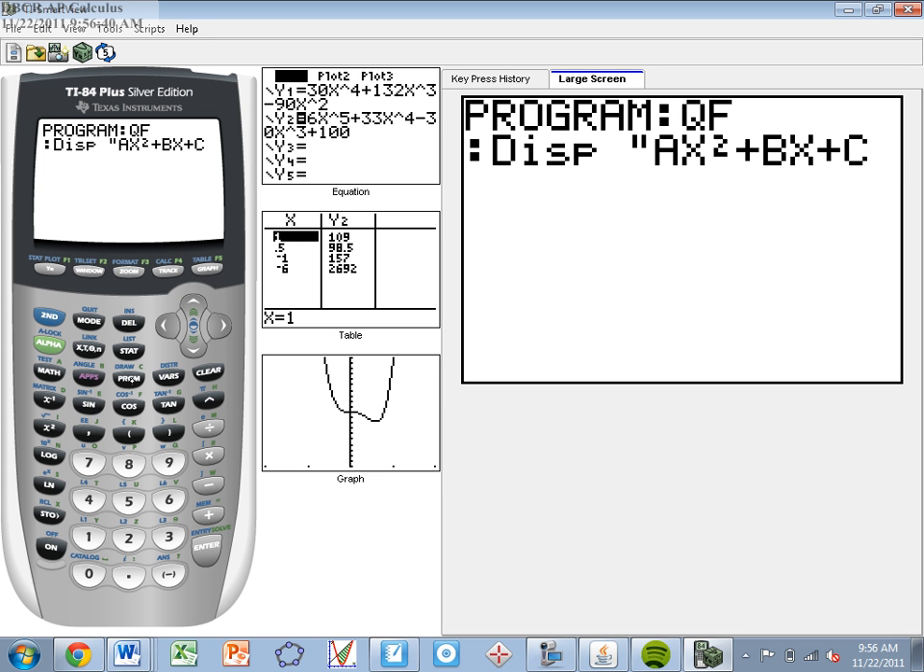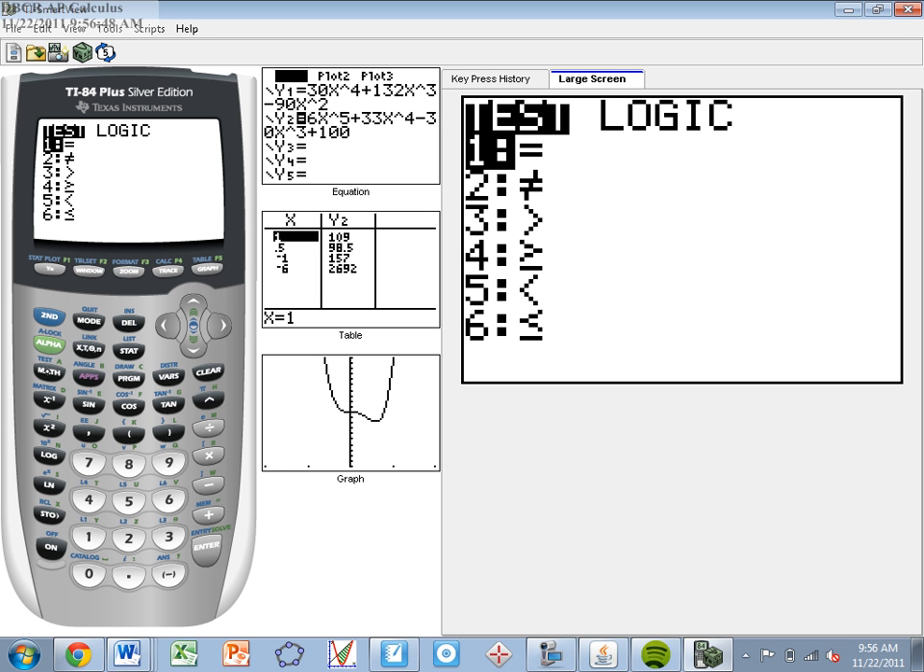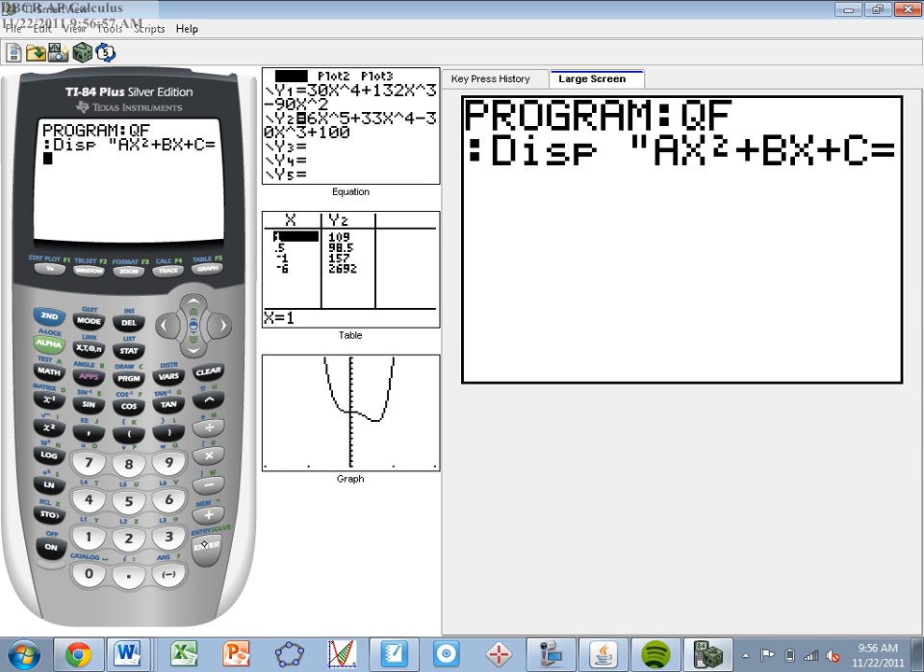The location is under second, and then hit test, where you see math. So second test, and you'll see the tests here. Okay, these are all logic operators. Greater than, less than, greater than or equal to, less than or equal to, or not equal to. Just hit enter, and put the number 0, and then press second, and then press the quotation to close your quotes.